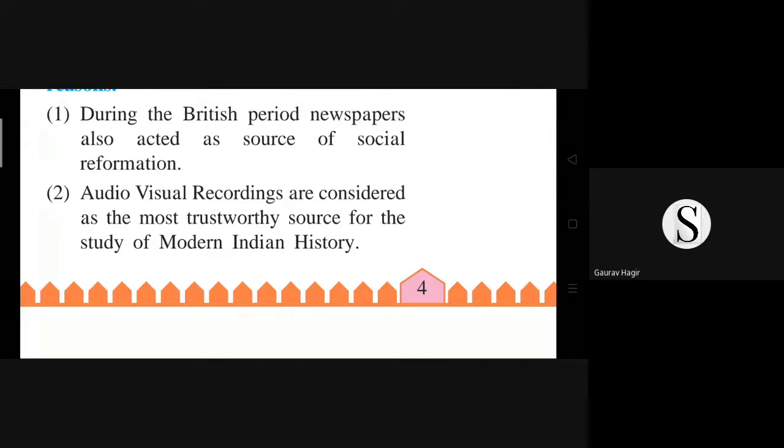Audio visual recordings of the Dandi March, Quit India Movement, Salt Satyagraha, and other historical events are available. Films also deal with subjects like social problems, superstition, practices. They reflect contemporary social, religious, political issues. Therefore, audiovisual recordings are considered as a unique discovery of the 20th century. Yes, ma'am, done.